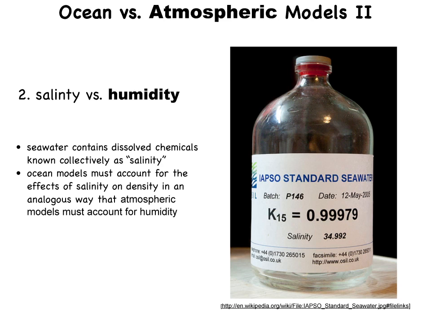The second big difference about the oceans compared to the atmosphere is that the oceans are, of course, salty. In reality, seawater contains a whole host of dissolved chemicals that we collectively refer to as salinity. And salinity has an important impact on the density of seawater. And so we must keep track of our salinity and how it changes and how it impacts density as we step our model along, in an analogous way that atmospheric models must keep track of humidity.